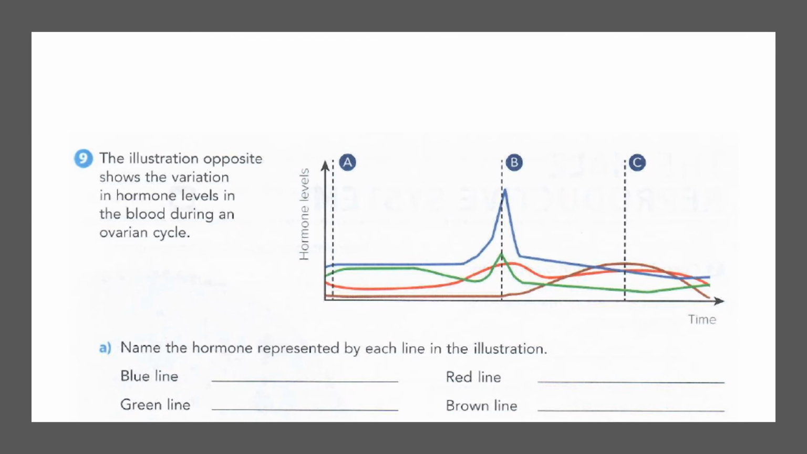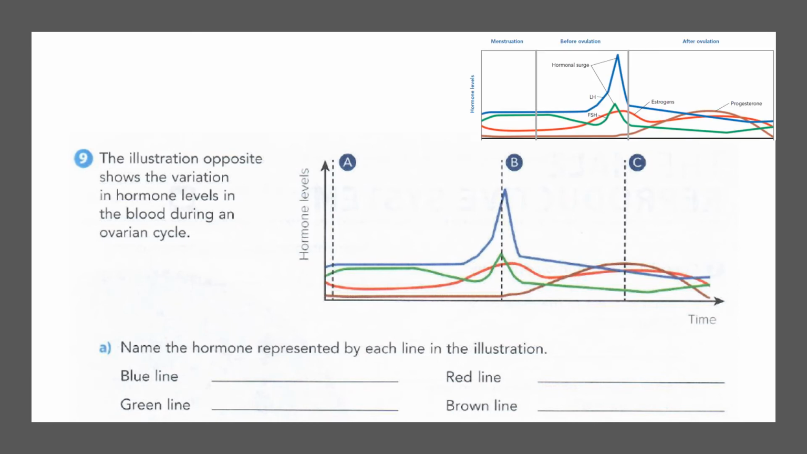The illustration opposite shows the variation in hormone levels in blood during an ovarian cycle. So you have a picture very similar in your textbook. So I'm going to put here for us to identify. Name the hormone represented by each line in the illustration. The blue line is what? So the blue line, LH. The green line, so check here. So the green line is FSH. The red line is estrogen. And the brown line is the progesterone.